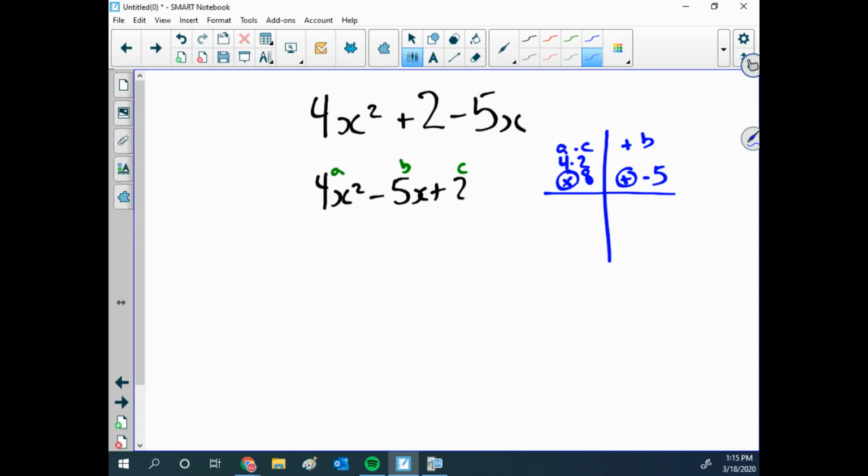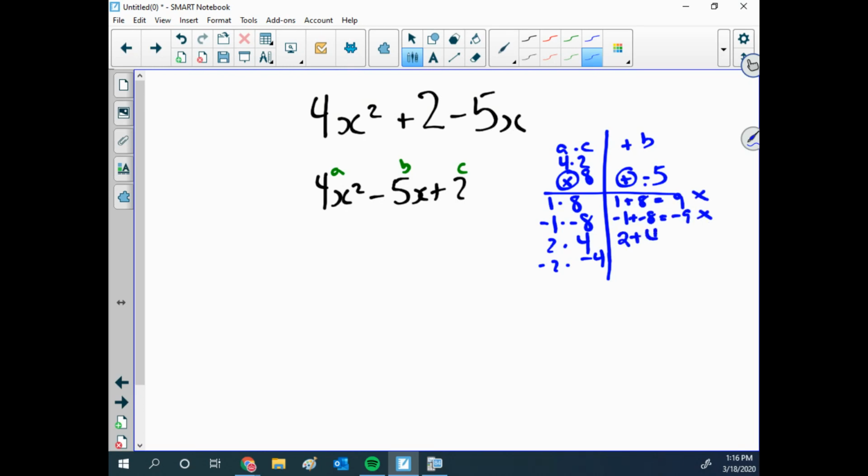So let's look at all the factors of 8. That would be 1 times 8. Because this is negative, I'd want to also include negative 1 times negative 8, 2 times 4, and negative 2 times negative 4. So those are all the factors of positive 8. Now if I add these up, 1 plus 8 is 9. Negative 1 plus negative 8 is a negative 9. So none of these are getting to negative 5.